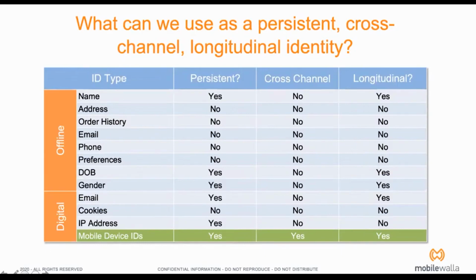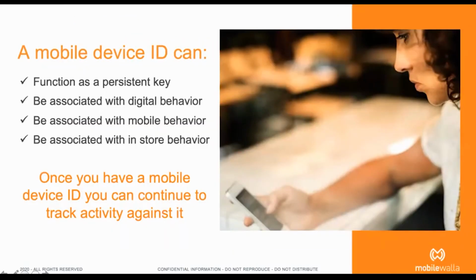start thinking about building a persistent ID. Fundamentally, a mobile device ID can be a persistent key, gives you digital behavior, gives you mobile behavior, and the most important thing is it also helps you capture offline behavior. And once you have these things mapped, I think you can start tracking the consumer over a long period of time.